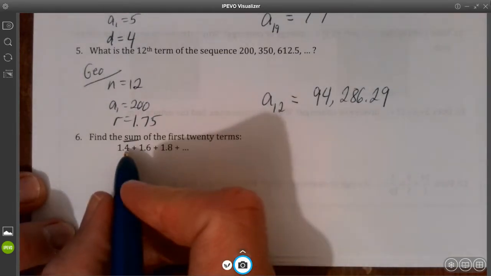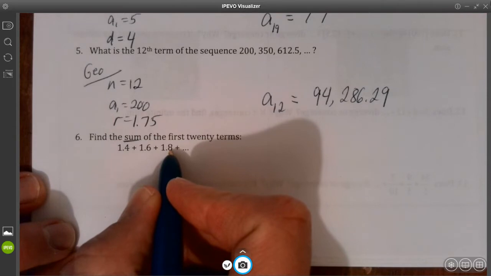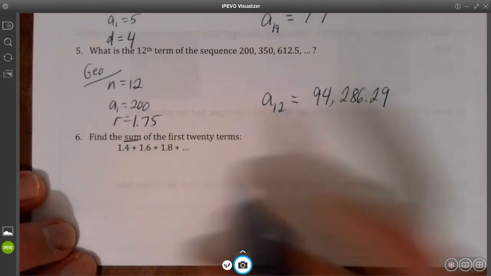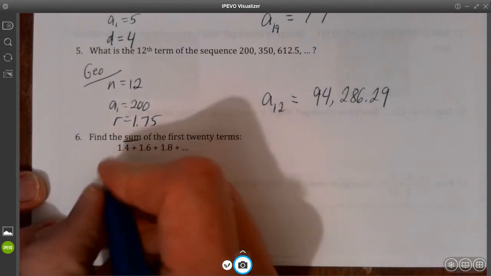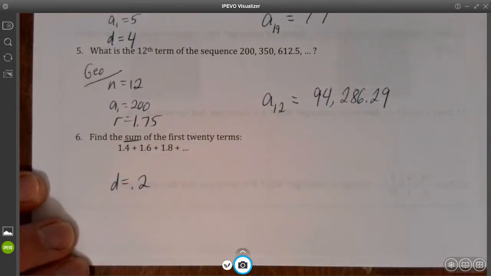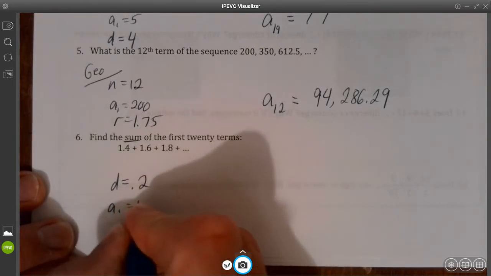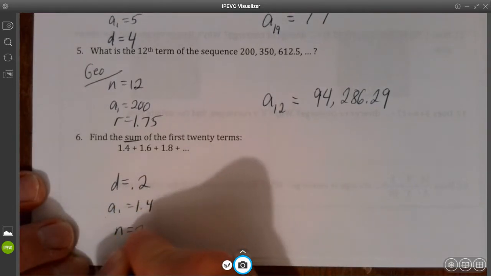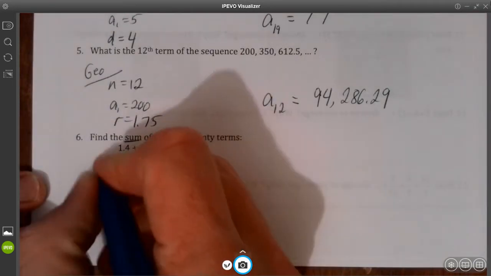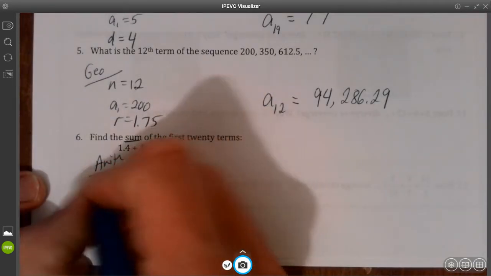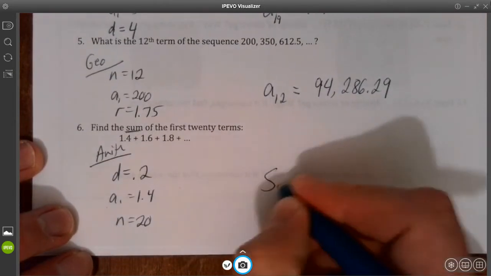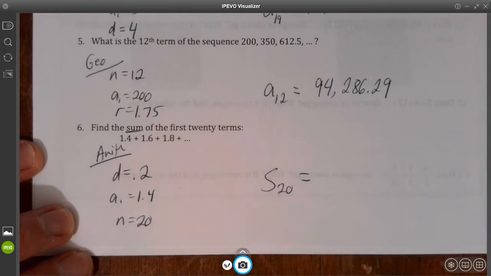This one is, let's see, 1.4, 1.6, 1.8. Let's read it differently. 14, 16, 18, 20. You're going up by 2 every time, but let's be real honest. You're not going up by 2. You're going up by 0.2, if you put the decimals back in there. My first term is 1.4, and I've been asked to find not the 20th term, but the sum of the first 20 terms. This is not tell me the 20th term. This is the sum of 20 terms, and we'll go from there.